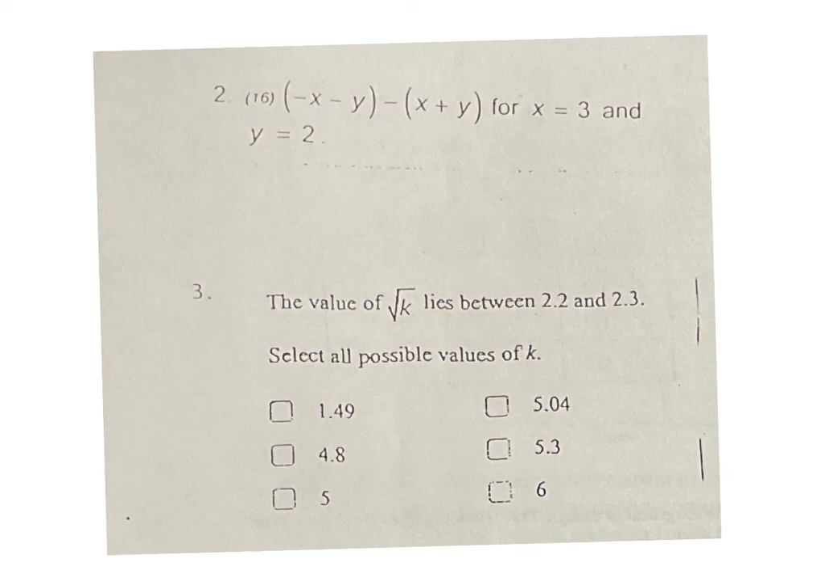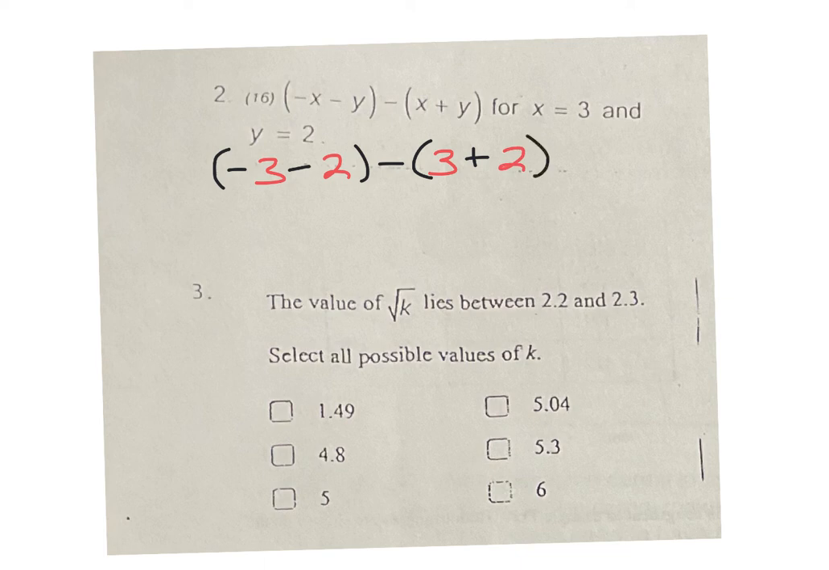All right, as we take a look at number 2, first thing I'm going to do is plug in 3 for x and 2 for y. So the quantity of the opposite of x minus y, minus the quantity of x plus y.